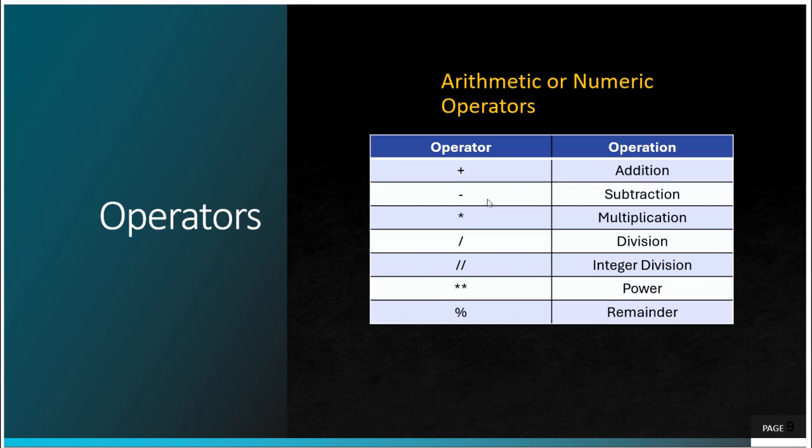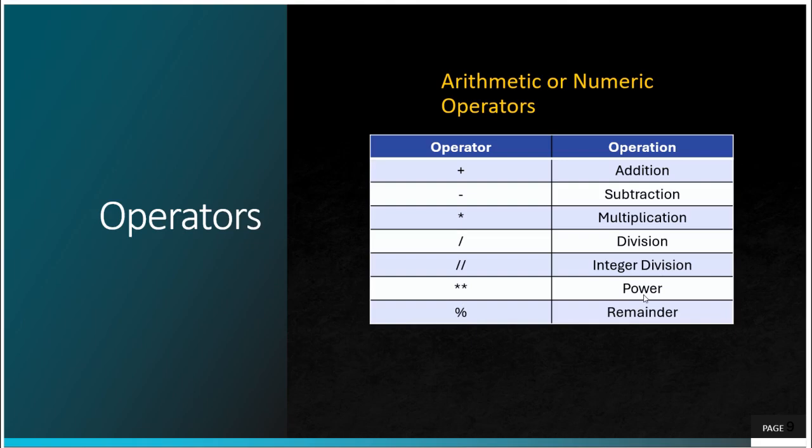What are these operators? We have the plus, which is used for addition. We have the minus, which is used for subtraction. We have the star symbol, which is used for multiplication. Then we have the single forward slash, which is for division. And then we have two forward slashes, which is for integer division. I'll show in a while what the difference between these two is, even though they both perform division, right?